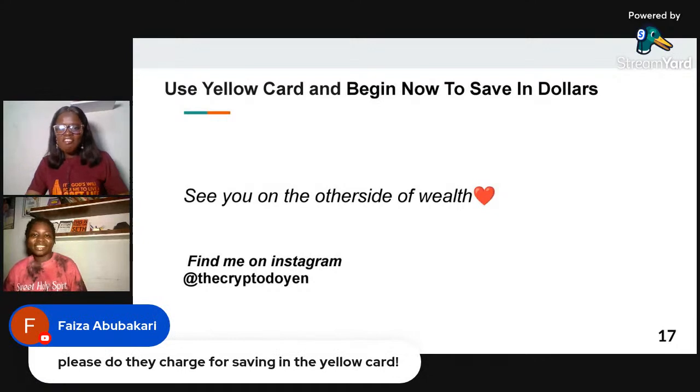Okay. Pfizer is saying, please, do they charge for saving in Yellow Card? Like she just said, I don't think they charge. Do they charge? They don't charge. No, they don't. Your money is just there staring at you.